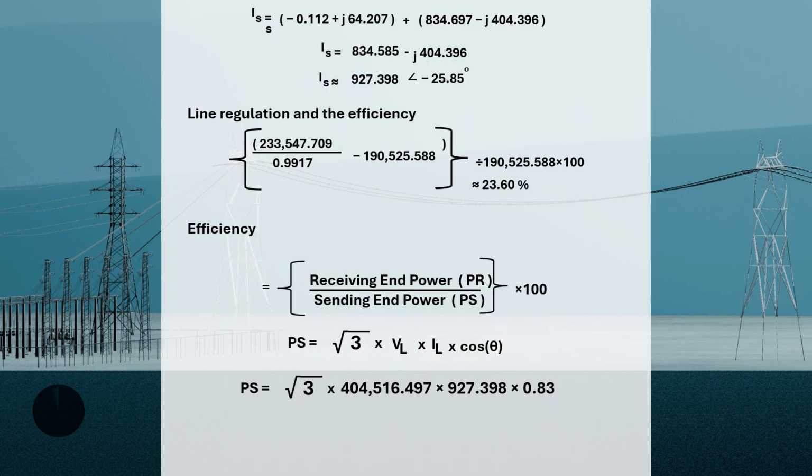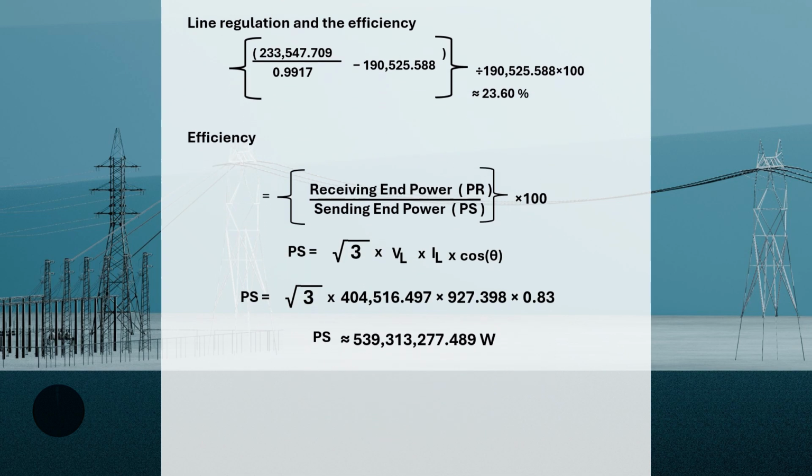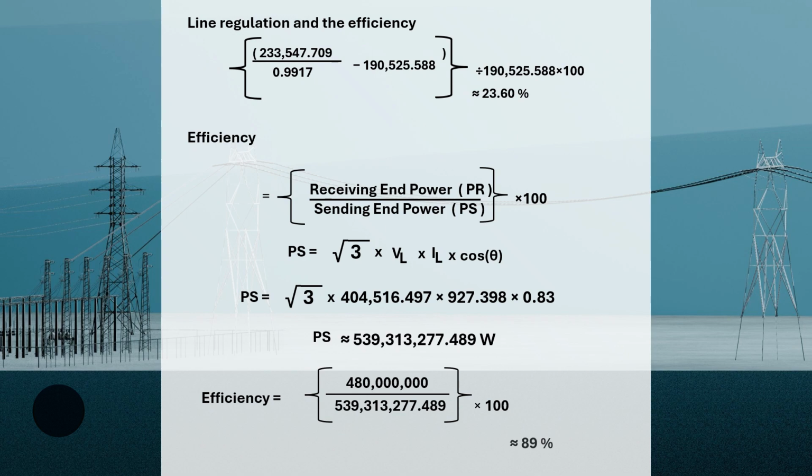Therefore, the sending end power is equal to the square root of 3 multiplied by 404,516.497, multiplied by 927.398, and then multiplied by 0.83. This will equal a sending end power of approximately 539,313,277.489 watts. Finally, the efficiency is calculated as 480 million divided by 539,313,277.489, which equals approximately 89%.